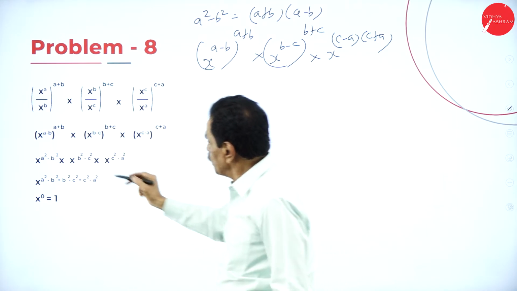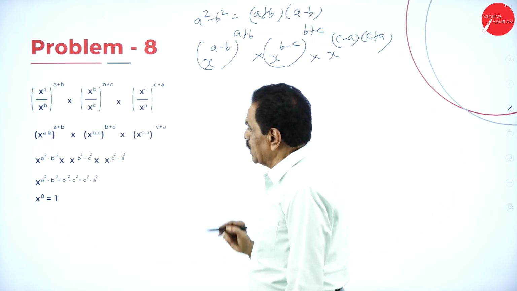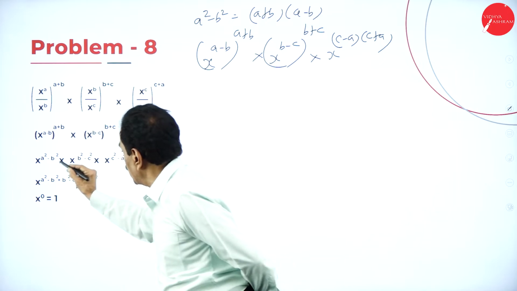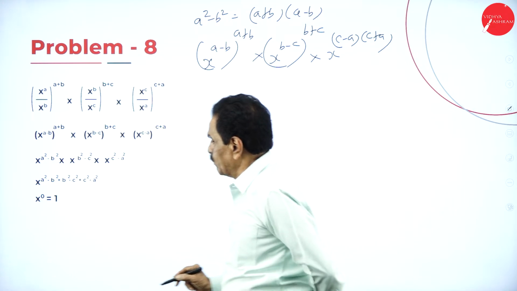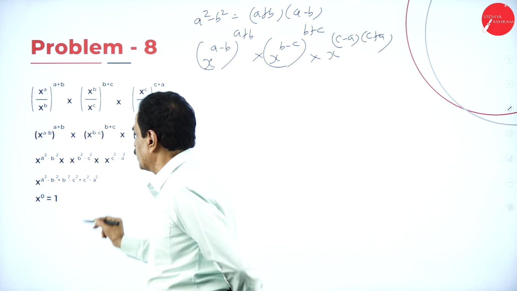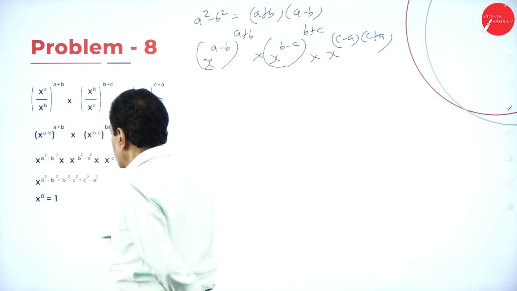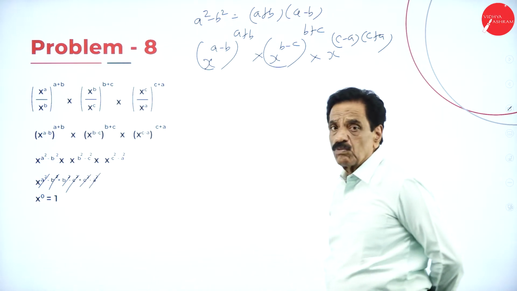What I saw here now: A minus B into A plus B, B minus C into B plus C, C minus A into C plus A. So A minus B into A plus B is nothing but A square minus B square, B square minus C square, C square minus A square. If you take the X as a base, X to the power of A square minus B square plus B square minus C square plus C square minus A square. Cancel this. A square cancelled out. B square cancelled out. C square cancelled out. X to the power of 0 is 1.